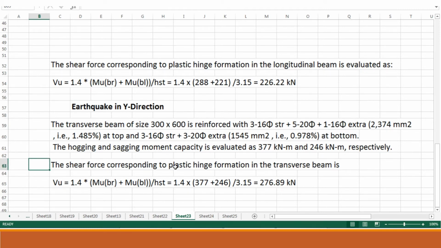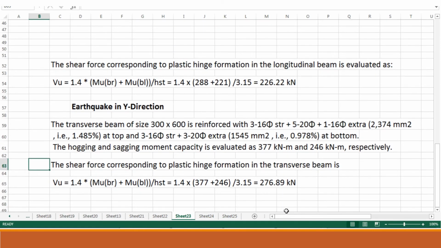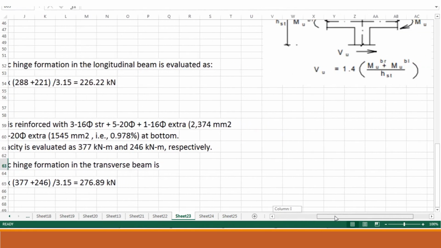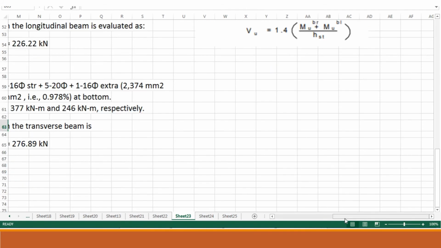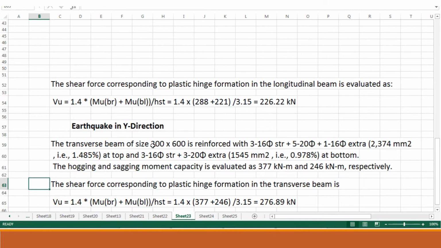Thereby the shear force corresponding to plastic hinge formation in the transverse beam would be VU is 1.4 (MUBR plus MUBL) by HST. Now here MUBR is 377 and MUBL is 246 divided by 3.15. So the value that we are getting is 276.89 kilonewton. Now this is the value of the shear forces due to plastic hinge formation due to the earthquake in the column.